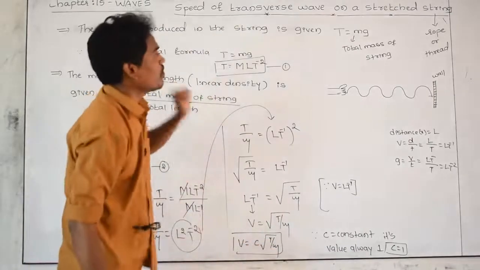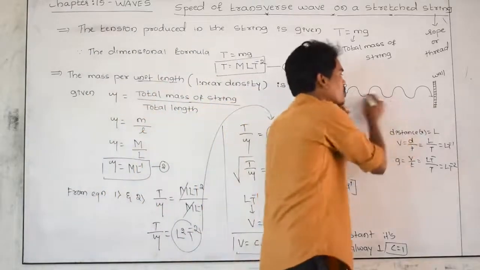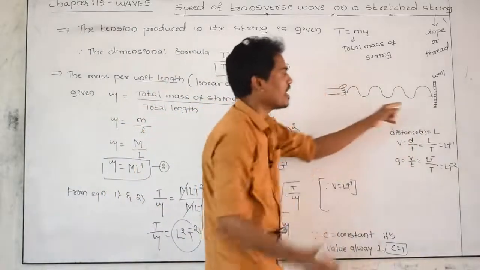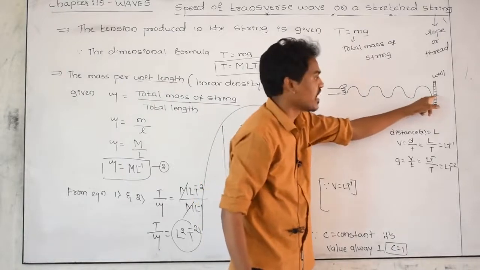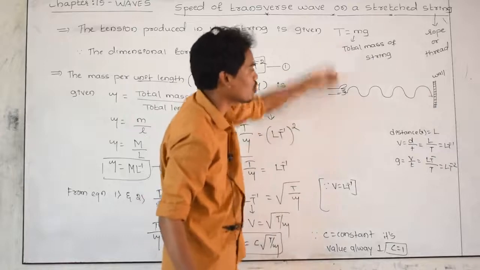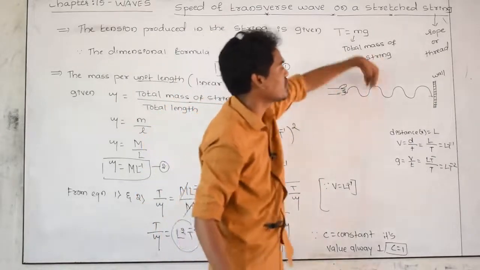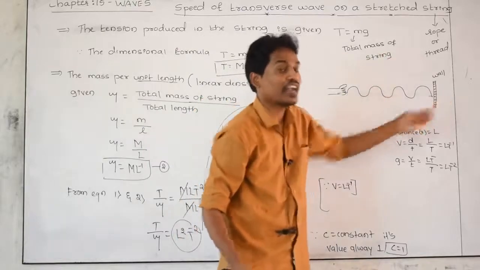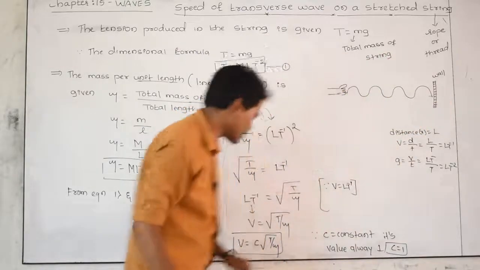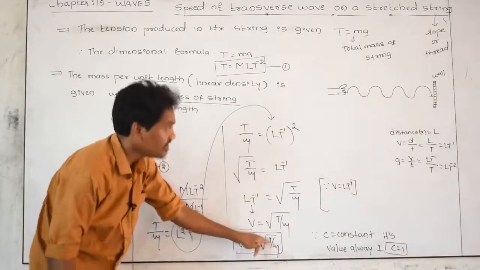For transverse wave, what is going on here? This is wall, this is rope, this is your hand. One end of the string is attached to the wall and the other end is in your hand. If you give a jerk up and down to the rope, then a wave is produced in the string or rope, and its speed can be calculated by using the formula V is equal to C into root of T by mu. What is T?